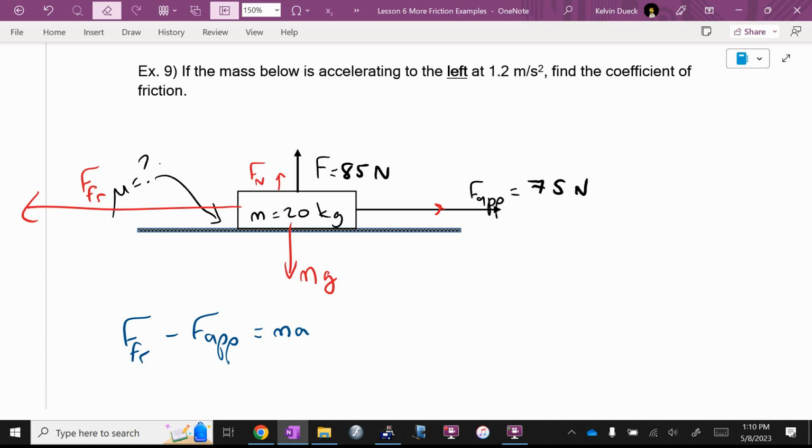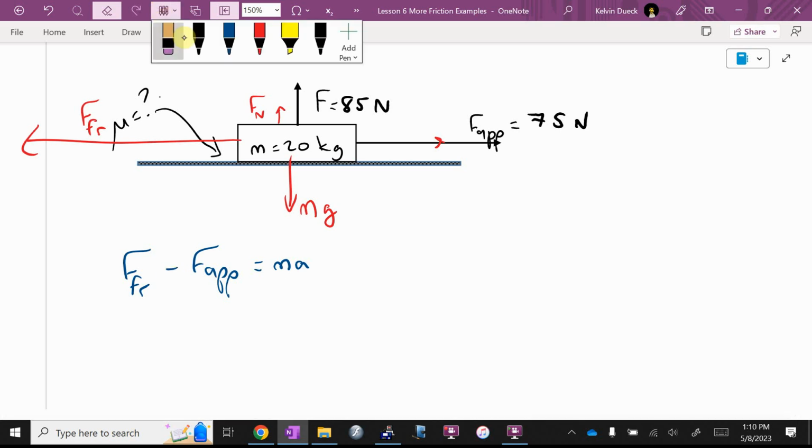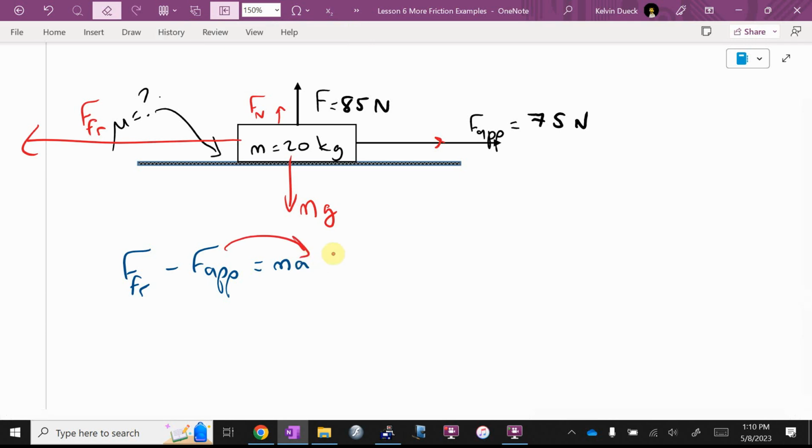Let's get friction by itself. I need to move the F applied over. What's right in front of the F applied? No, what's right in front of the F applied? Okay, this is not going to be a swappy dance because I'm not trying to get the F applied by itself. I'm just going to plus it over to get friction by itself. And I'll get friction equals MA plus F applied.